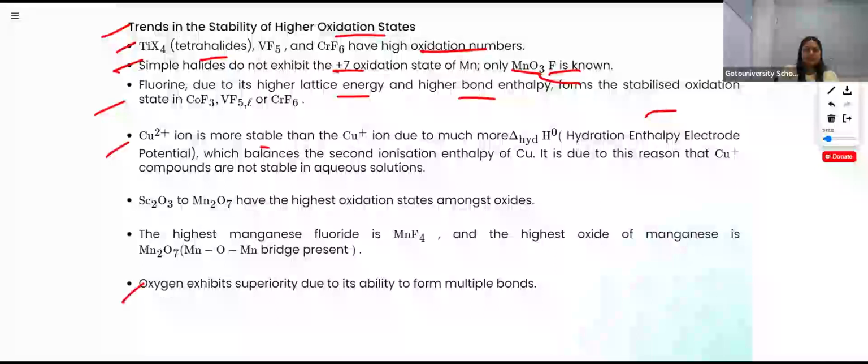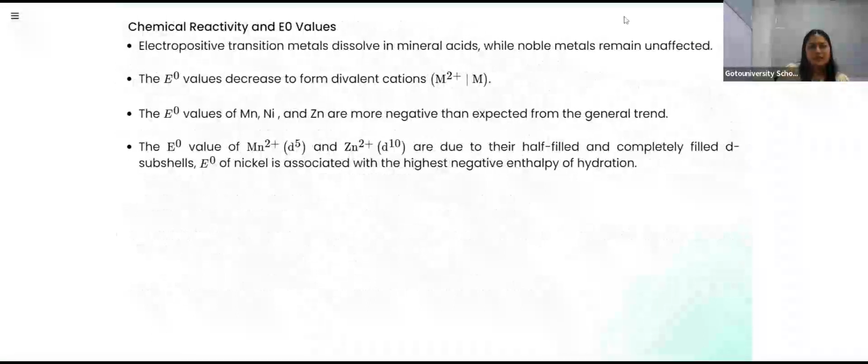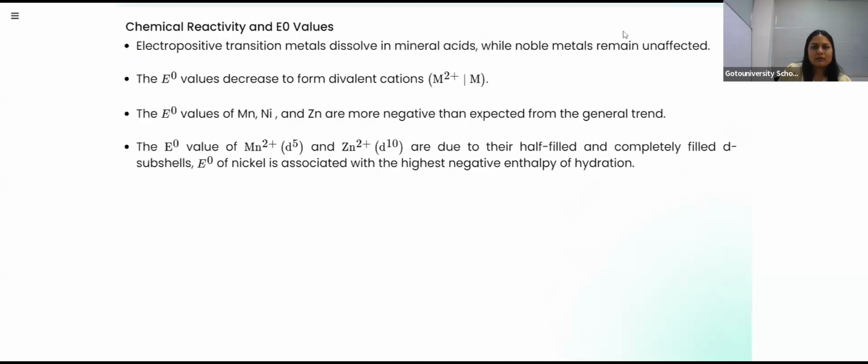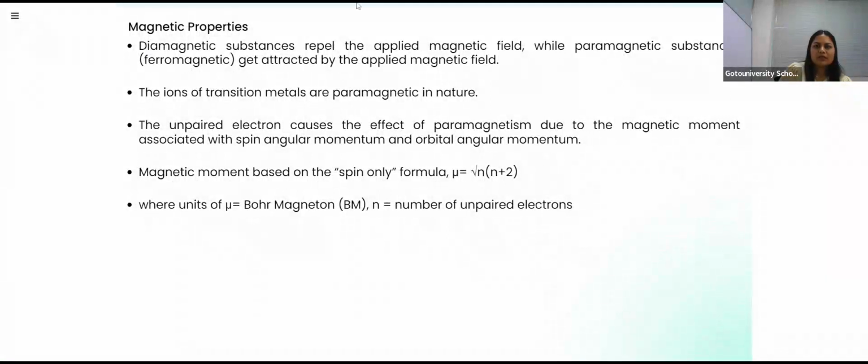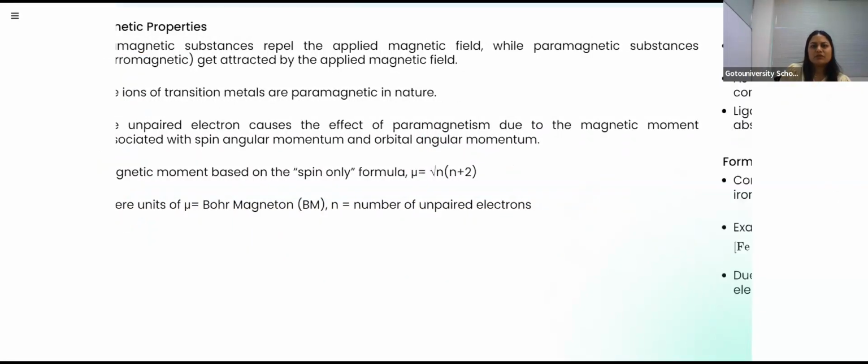So these are all the trends in high oxidation states in transition metals, right? Now the chemical reactivity, this we have already discussed, the chemical reactivity and the E naught values. The magnetic properties we have already discussed, what kind of magnetic property they show. The paramagnetic properties are shown by unpaired electrons. If the electrons are paired, for example in zinc, they will show diamagnetic properties.